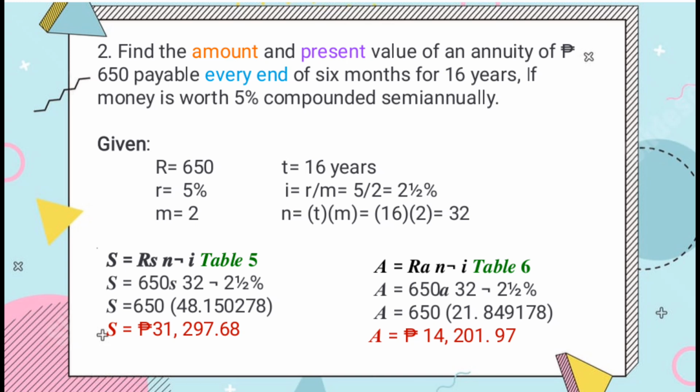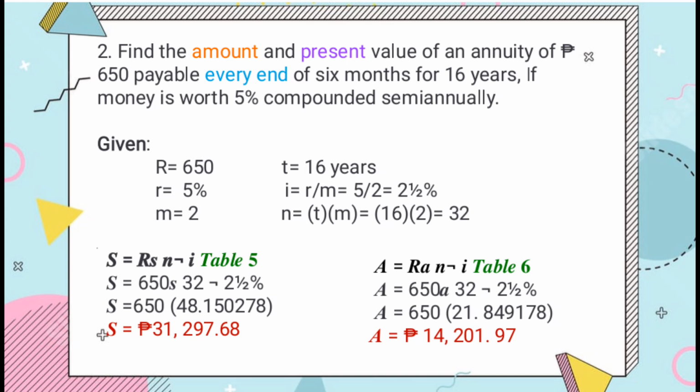Okay, add the amount. The blackened one is the formula for the amount. And then, bring down the S. Your R is 650. Then copy the S. Your N is 32. Copy that also, and copy the sign. And then your I is 2 and 1/2%.